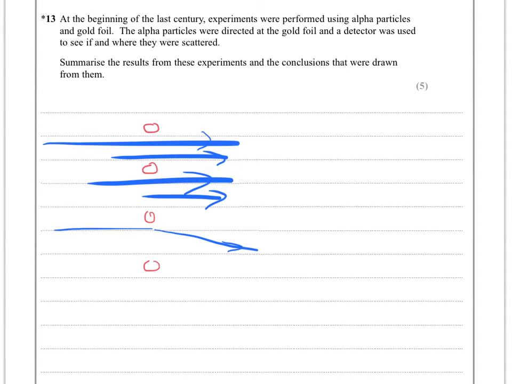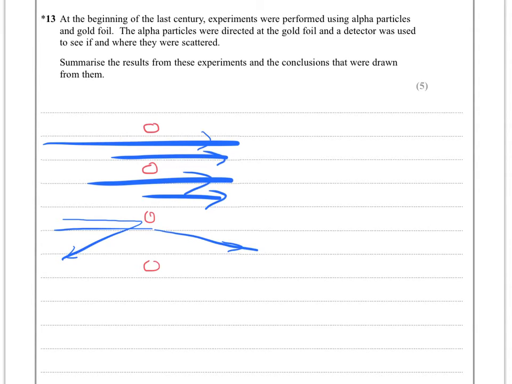So a tiny amount were deflected by small angles, and an extremely tiny amount were deflected by very large angles. And this is telling us that there is a concentration of charge, and also that there is a mass which is greater than the alpha particle's mass. In order for a particle to ping back from something, it has to be hitting something that's more massive than itself. So we've got a concentration of charge and we've got a concentration of mass. So basically all the mass and charge is in a tiny object at the center of the atom, and that's where we get the idea of the nucleus.